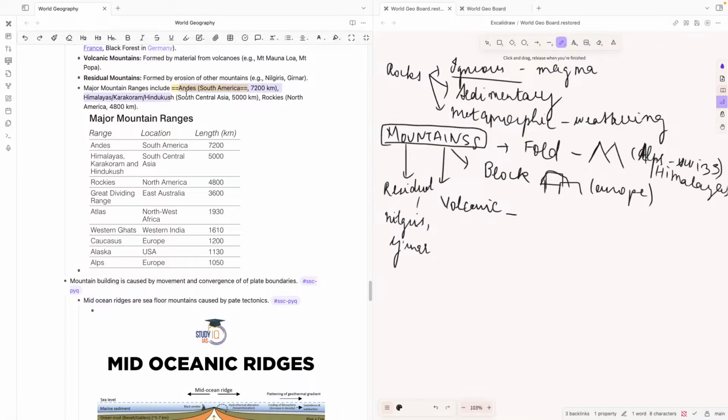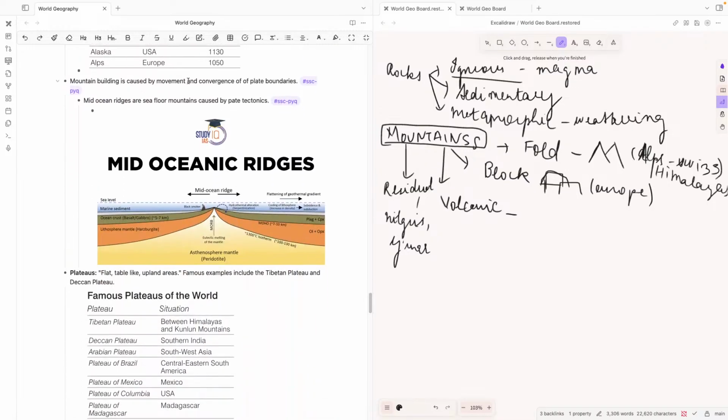Himalayas or Hindu Kush in Central Asia. Rockies in North America. So we'll quickly see. Andes is the highest mountain range, like we can see here. It is in South America. Himalayas or Hindu Kush is 5,000 kilometers, which is in South Central Asia. Rockies in North America. Great Dividing Range is in East Australia. Atlas is in Northwest Africa. Western Ghats in Western India. It's surprising to see Western Ghats is even longer than the Alps mountain range in Europe. Alaska, USA. Caucasus of Europe.